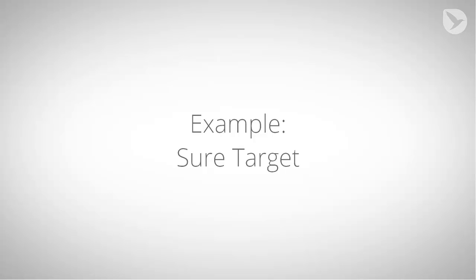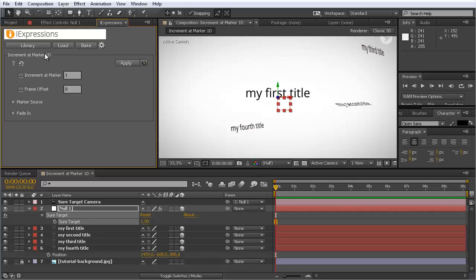Another example where these incremented marker I expressions make a lot of sense is for the Video Copilot plugin SureTarget. If you don't know this, check the Video Copilot website. It's a free plugin from them and it's really great. And it's for pointing the camera automatically to different layers.